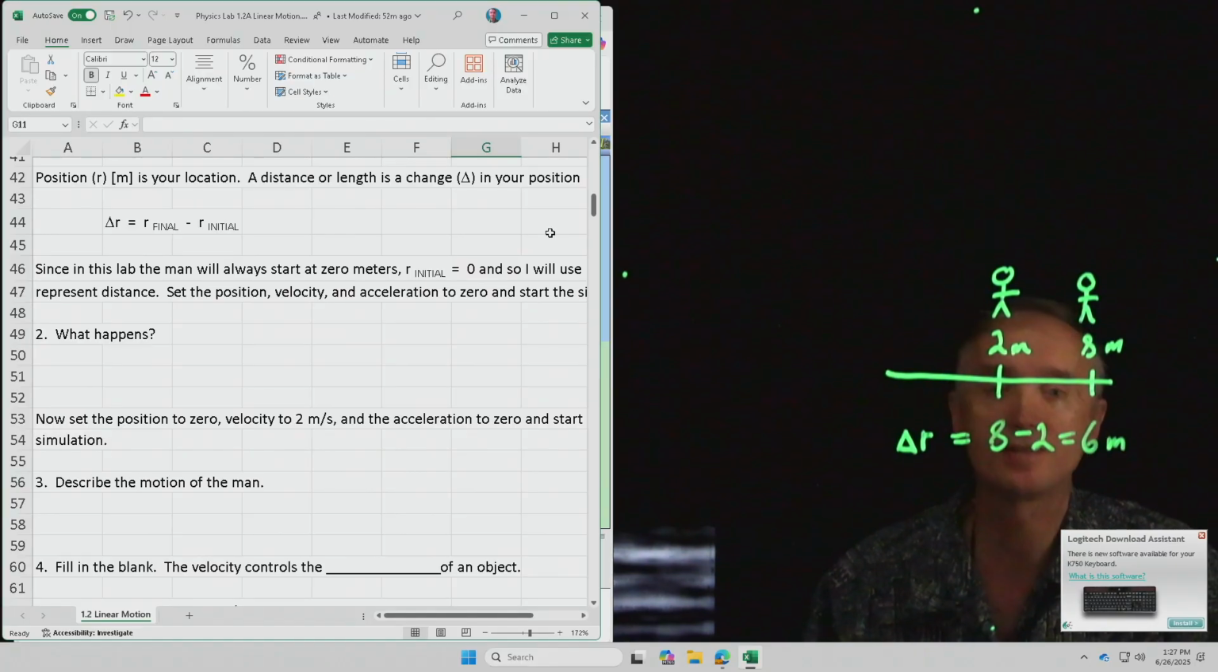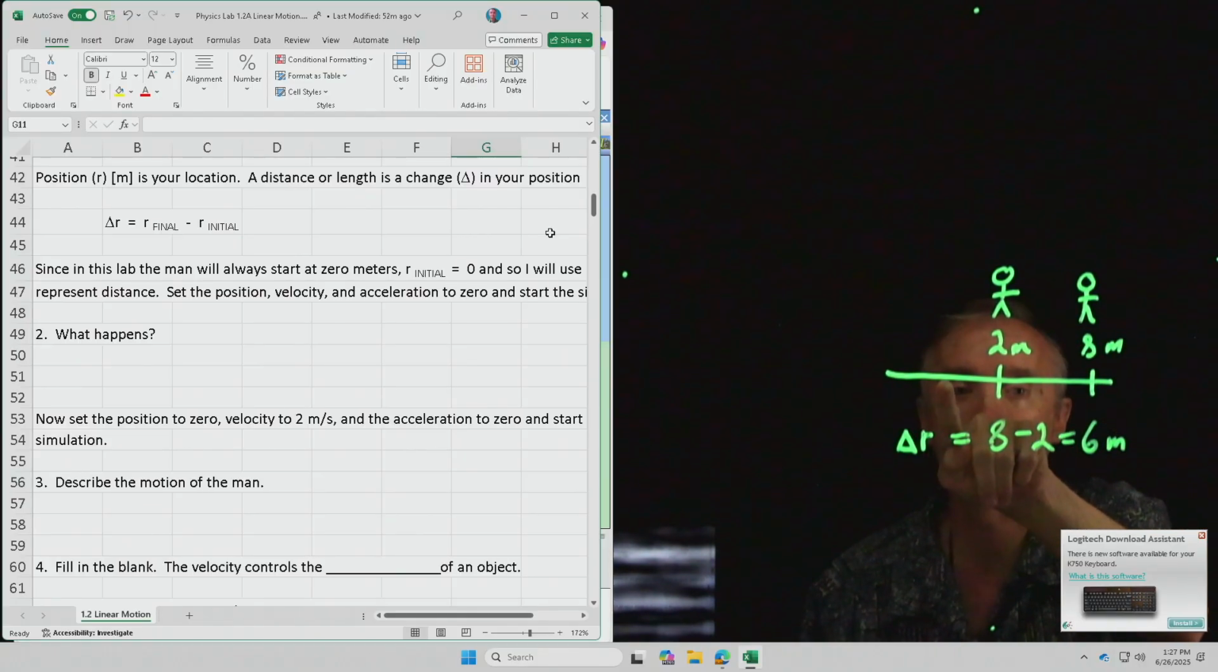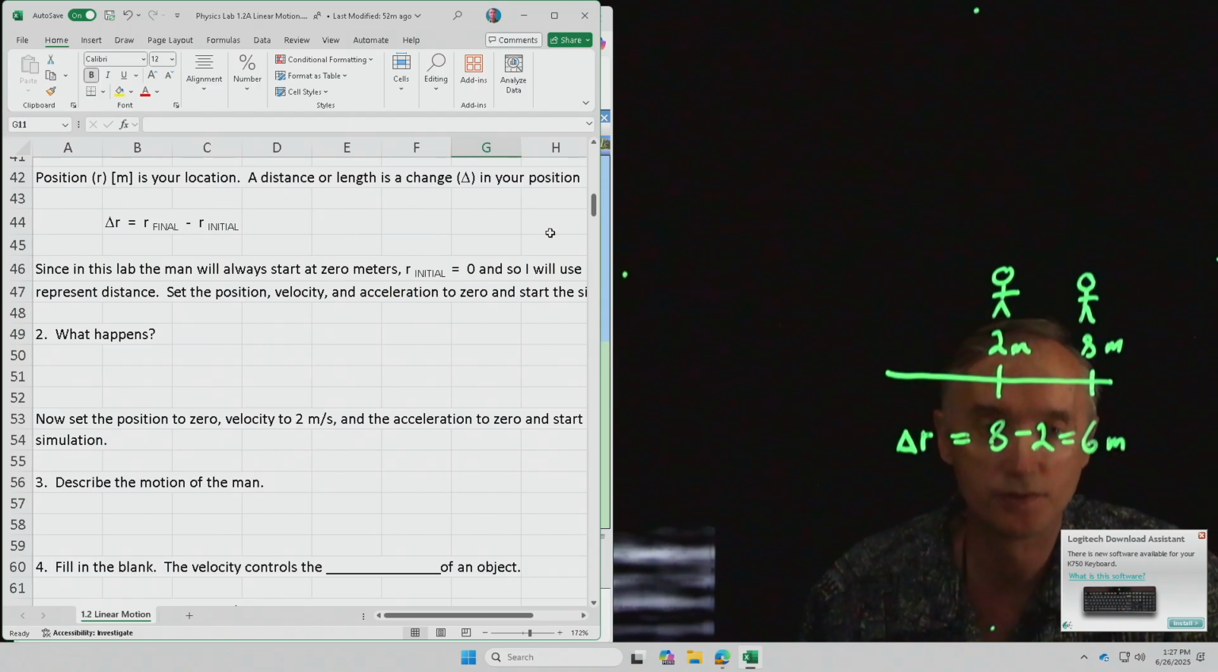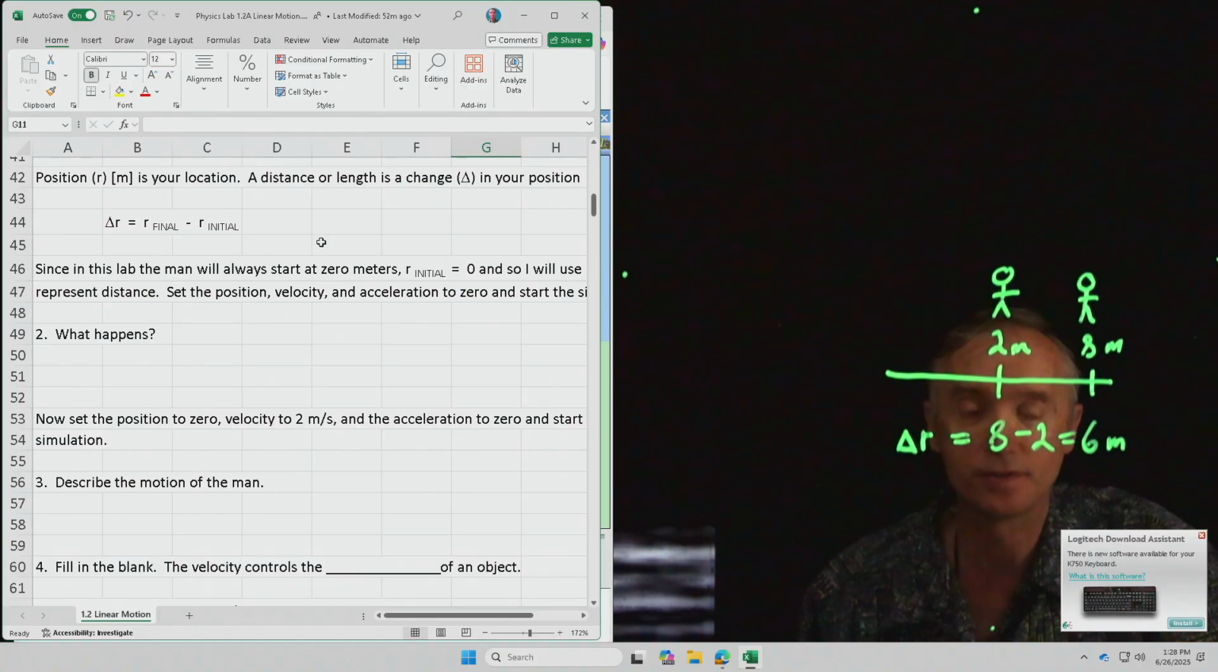Okay, but what did I say? We're always going to be starting the guy at 0. So that means that this number here is always going to be a 0. So really I'm just going to use the letter R to represent the distance that he moves. Technically the letter R is his position, but we're just going to use the letter R to represent the distance.